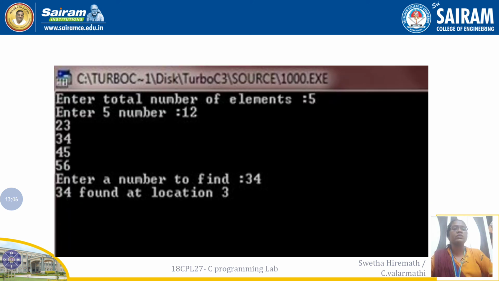Coming to the program output. Here I have taken a screenshot of how we can execute this. Now it is asking us to enter the total number of elements. I have given 5, so 5 elements need to be read one by one. First element is 12, second is 23, third is 34, fourth is 45, and fifth is 56. Then it asks to enter the element to search. My searching element is 34. 34 is found at location 3 because 34 is present. So this is my output.